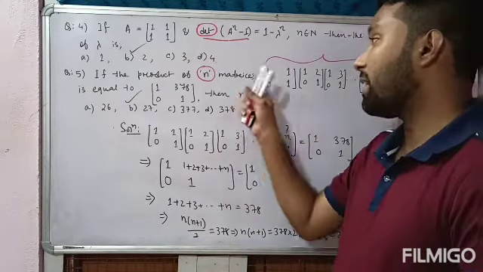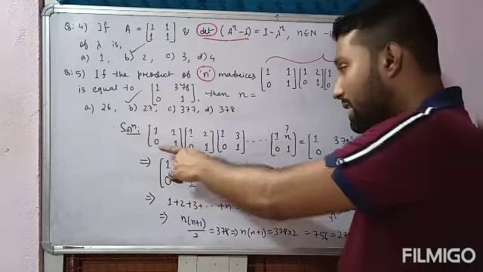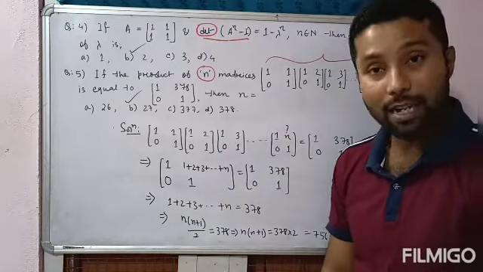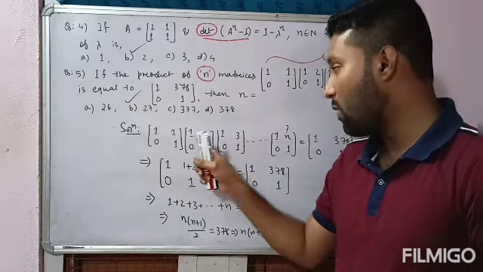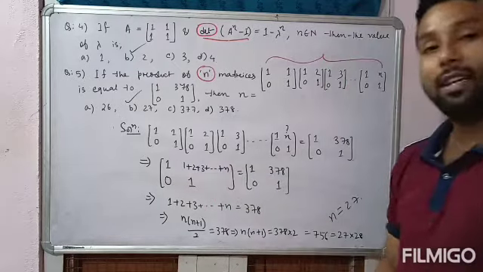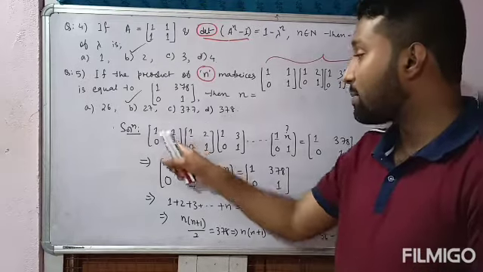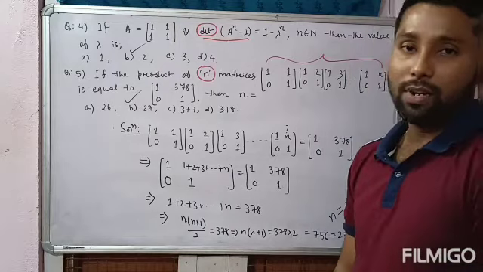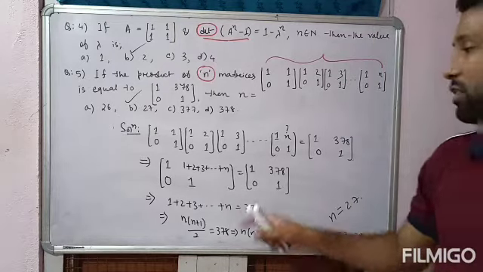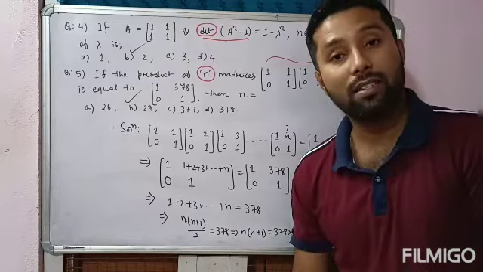The product of n matrices is given, so you have to multiply all these matrices. By multiplying, remember that these will all add up: 1 plus 2 plus 3 up to n, right? And the other elements are all the same. That's why you can directly write down those same elements. Okay? So after that we can equate, because these are equal matrices. For equal matrices, the corresponding elements will always be equal.